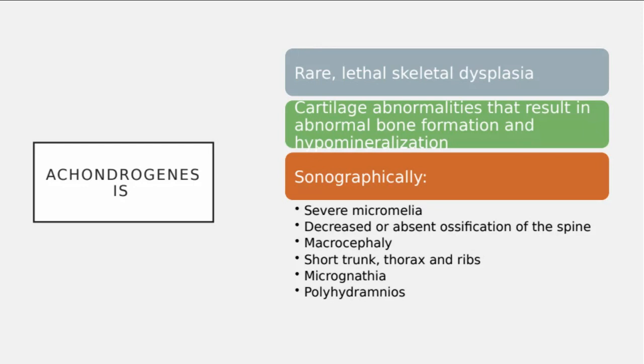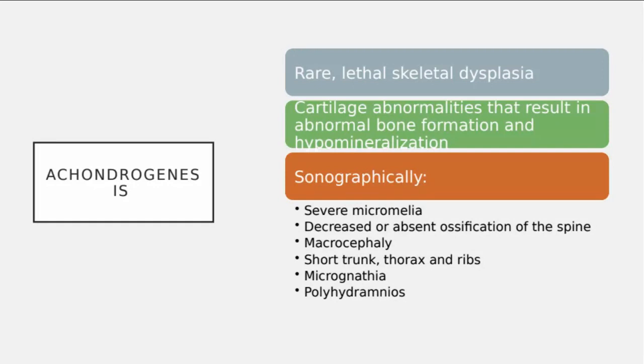So achondroplasia is kind of like, all right, you're fine. You don't really need to worry about that too much. But a little variation from achondroplasia into achondrogenesis, totally different story, different situation. So this is going to be a rare lethal skeletal dysplasia. We're going to see abnormalities in the cartilage that are going to result in abnormal bone formation and also not being mineralized enough. So the bones are going to be very weakened as well as being abnormally formed together.